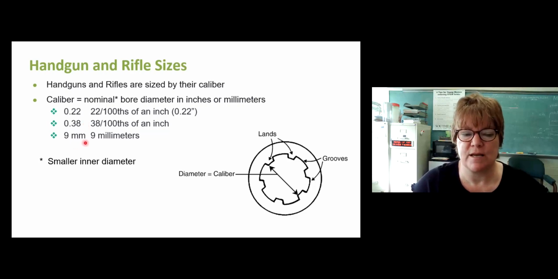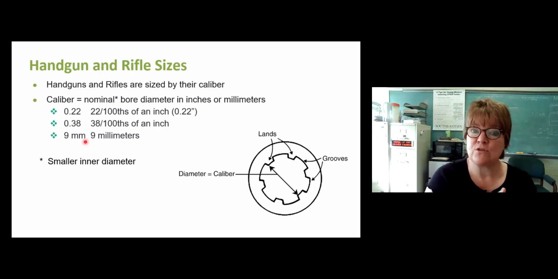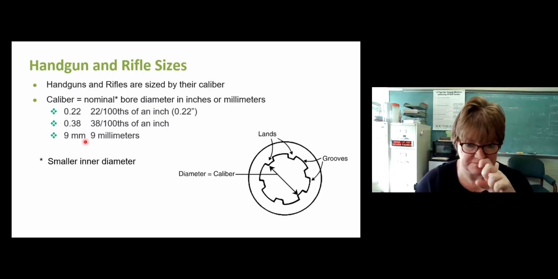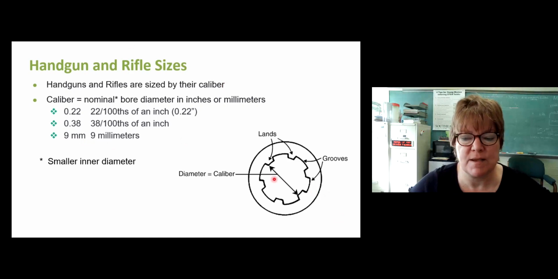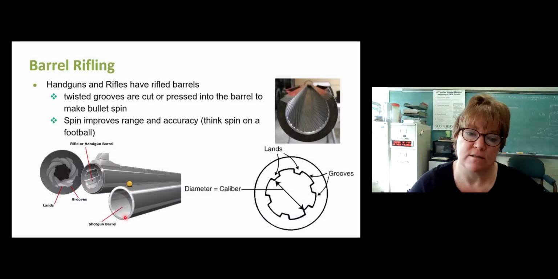And then of course we have some metric ones, so 9 millimeters. In order to compare a 9 millimeter to a 22, you'd have to do a metric conversion between inches and millimeters to see where they compare. So this is how we would size it, basically by the size of the bore. Not so much with the shotguns.